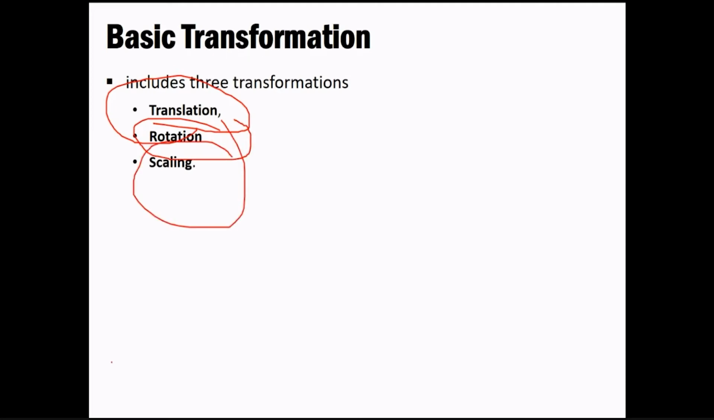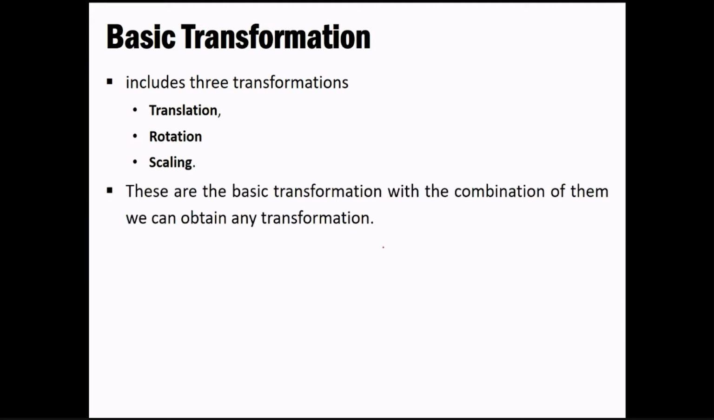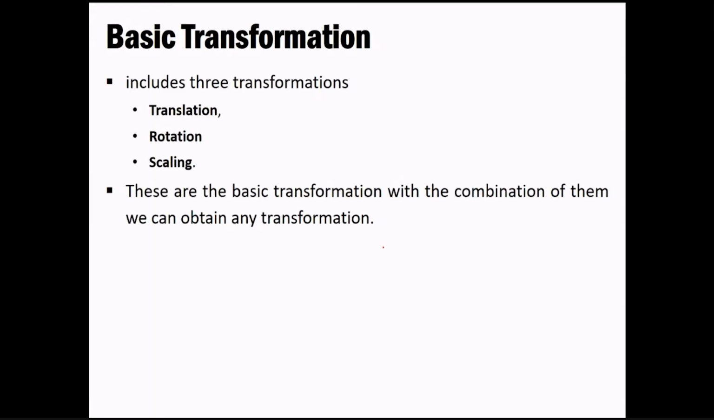Okay, so that you get an idea of how this goes in the real world, in an actual example. So translation, rotation, and scaling. Okay, so these are the basic transformations. With a combination of them we can obtain any other thing. So based on this, what we can achieve is our custom requirement, custom things out of it.